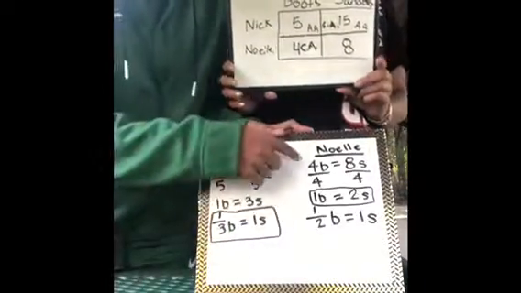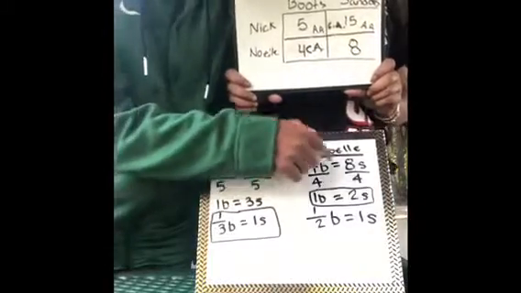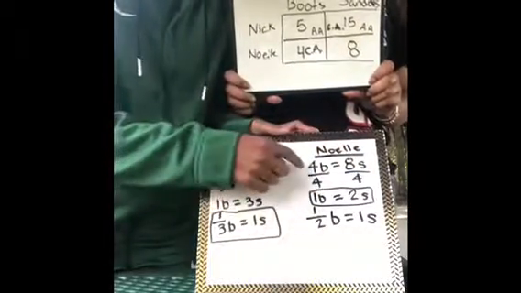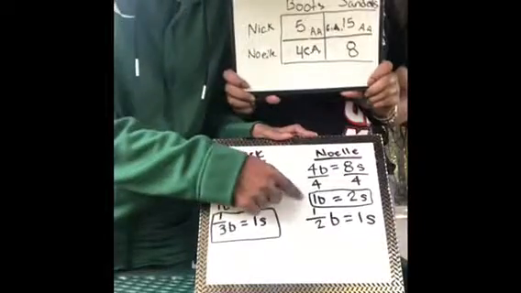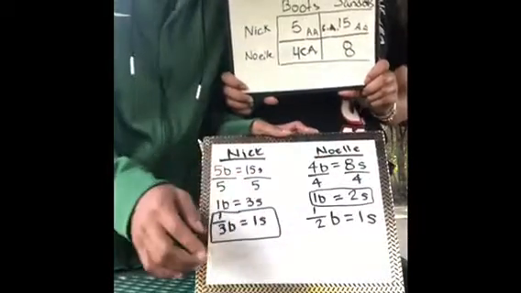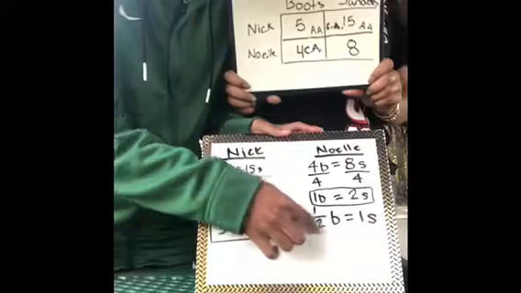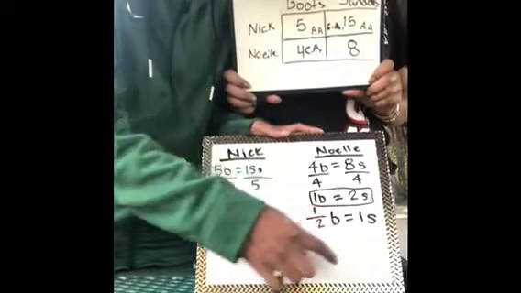Now you'll move on to Noelle. She produces 4 boots for every 8 sandals. You'll divide by 4 on both sides, which will get you 1 boot equals 2 sandals. And then find the reciprocal, which is 1.5 boots equals 1 sandal.